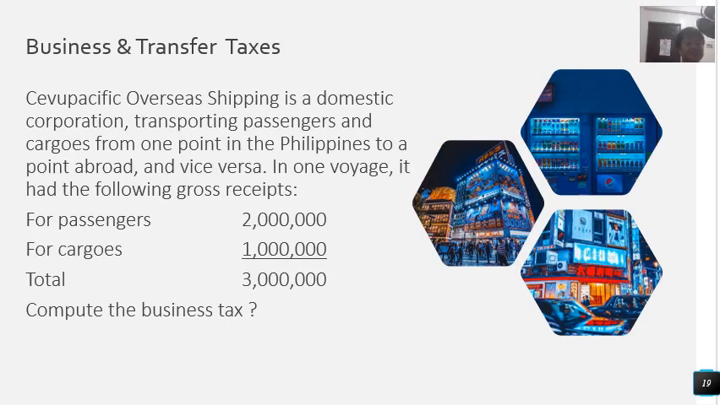So, another illustration, Cebu Pacific Overseas Shipping is a domestic corporation transporting passenger and cargoes from one point in the Philippines to a point abroad, and vice versa. In one voyage, it had the following gross receipt: for passenger, 2 million, for cargoes, 1 million, and ang total nun, of course, 3 million. Compute the business tax. So, paki-recall ulit yung rule.